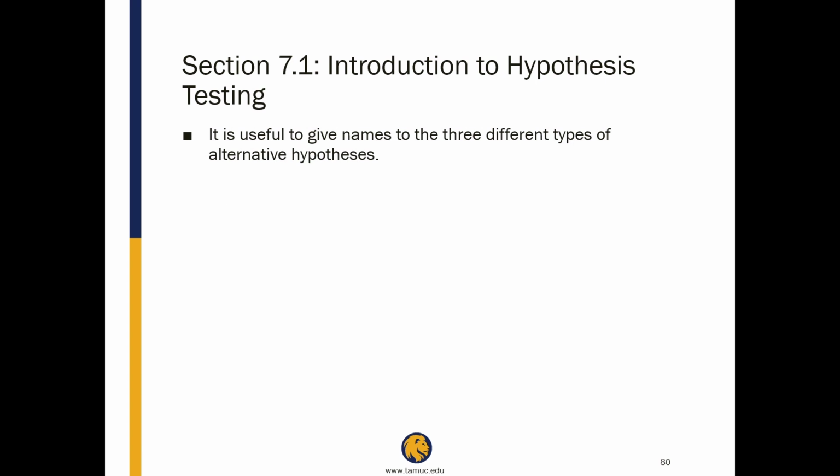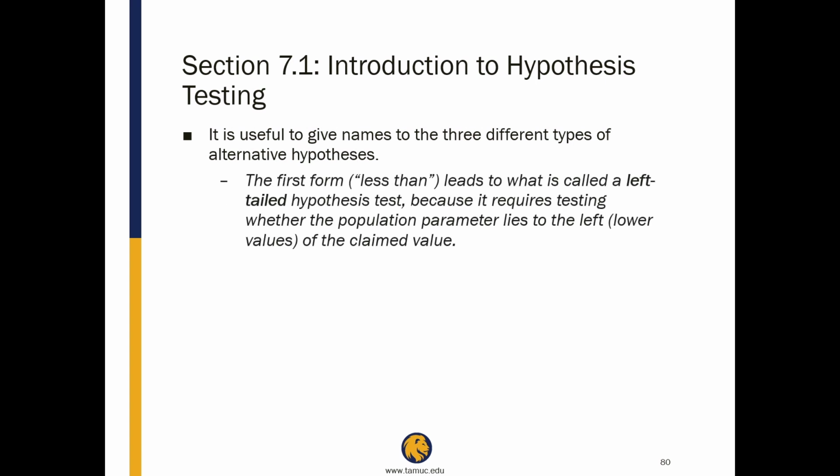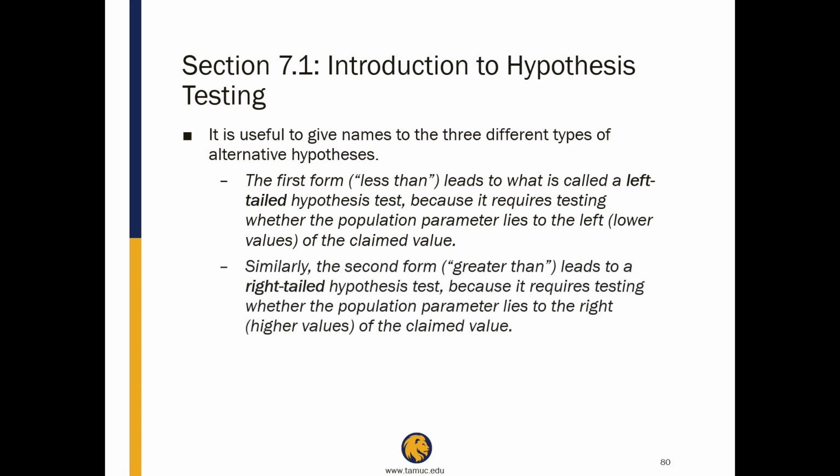It's useful to give names to the three types of alternative hypothesis. The first form, where it's less than, leads to what we're going to call a left-tailed hypothesis test. It requires testing whether the population parameter lies to the left, in the lower values of the claimed value. So less than, we'll be using left-tailed to refer to that. Similarly, the greater than form, the second form, leads to what they call a right-tailed hypothesis test, because it requires testing whether the population parameter lies to the right, in the greater than value side of the claimed values.